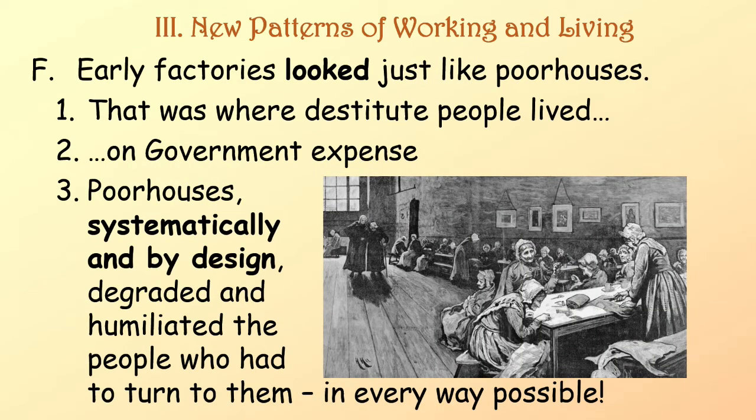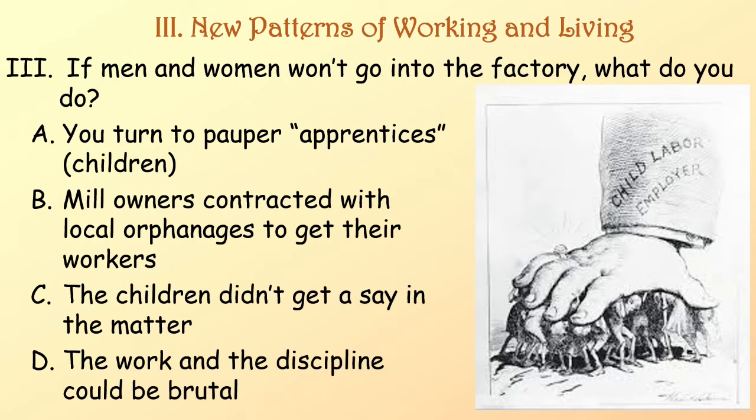Another thing was that early factories looked just like poorhouses, and poorhouses is where destitute people lived on government expense. Poorhouses systematically and by design degraded and humiliated the people who had to turn to them in every possible way. If men and women won't go into the factory, what do you do? You turn to pauper, quote, apprentices, in other words, children. As we talked about last time, mill owners contracted with local orphanages to get their workers. Children didn't get a say in the matter, and the work and the discipline could be brutal.